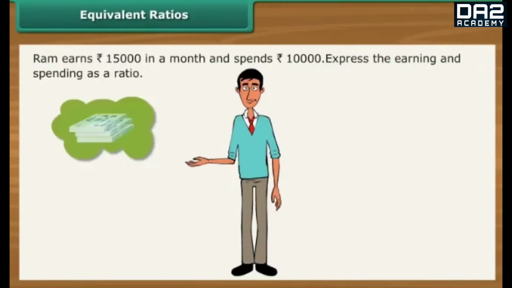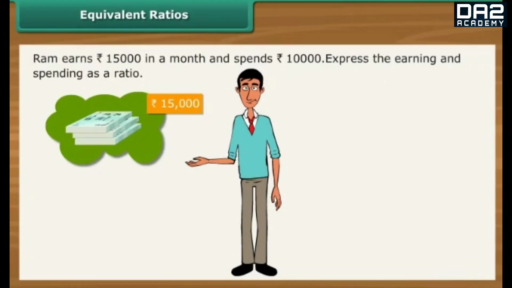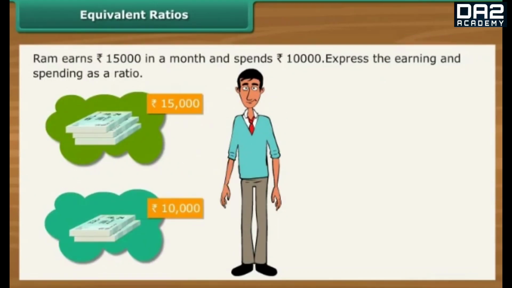Ram earns rupees 15,000 in a month and spends rupees 10,000. Express the earning and spending as a ratio. 15,000 by 10,000 is 15 by 10, which, when reduced to the lowest term, is equal to 3 by 2 or 3:2. It means that out of every 3 rupees earned, Ram spends 2.